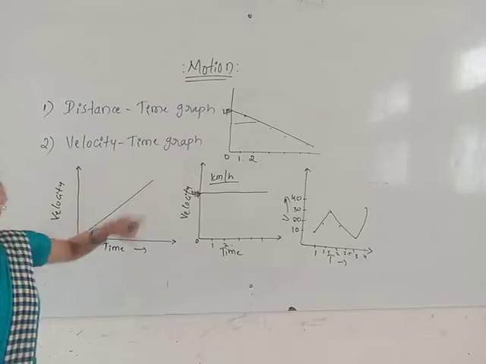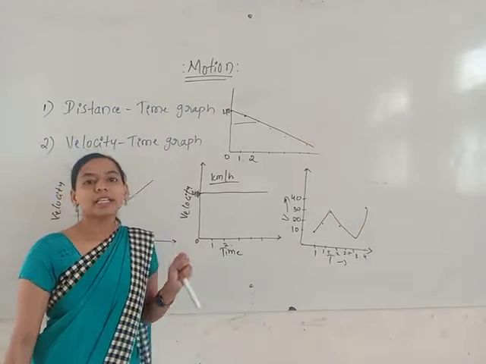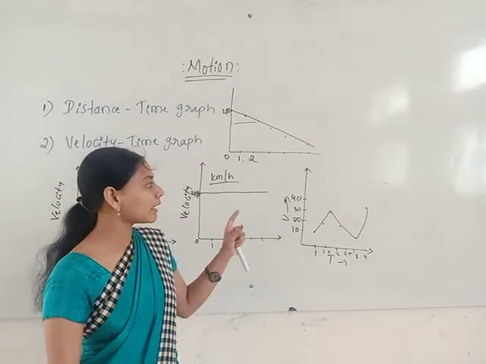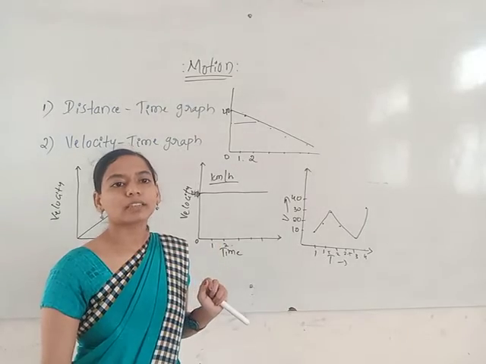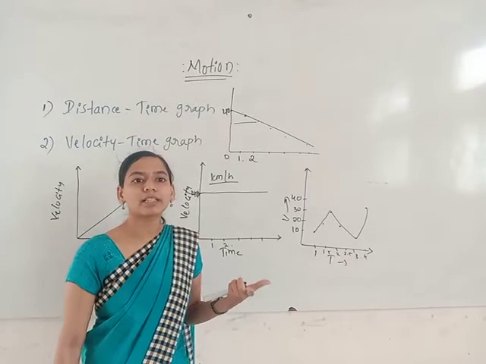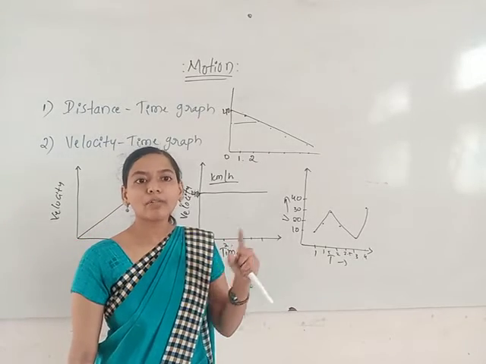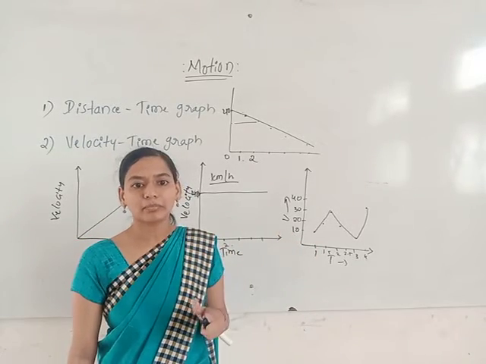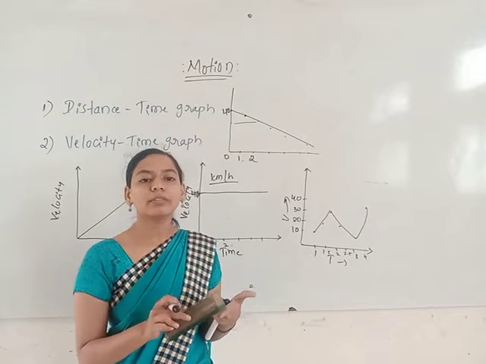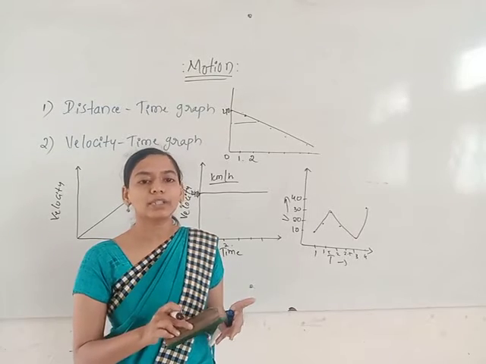So what do we determine in the velocity time graph? The acceleration of the object as well as the distance of the object. So what is the acceleration? What is the distance? Acceleration means what? The rate of change of velocity with time. So speed, velocity and acceleration are related to each other.